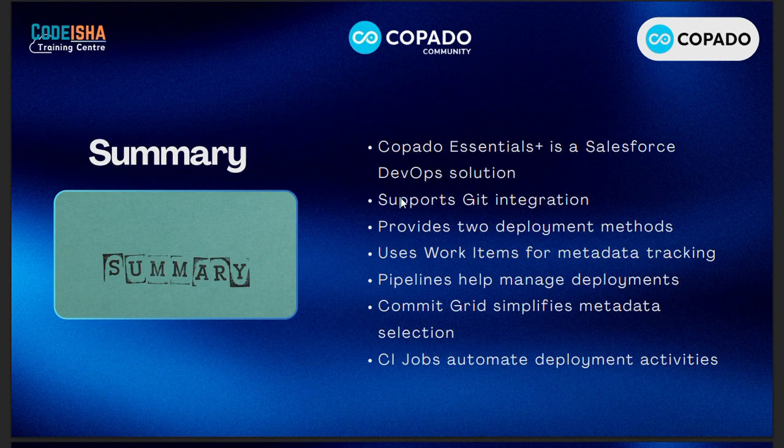So, the final summary. Copado is a Salesforce DevOps solution. It supports Git integrations and provides two deployment methods. It uses work items for metadata tracking, pipelines help manage the deployments, the commit grid simplifies metadata selection, and continuous integration jobs automate the deployment activities. So this is the final summary about Copado.